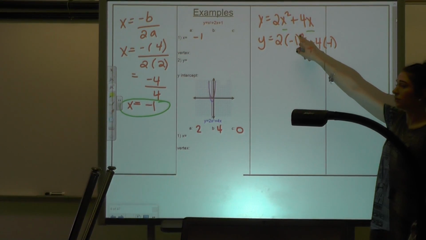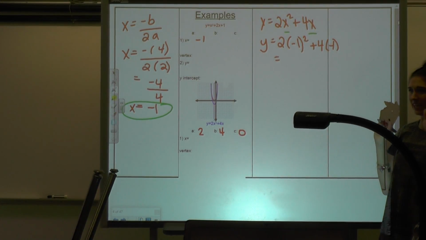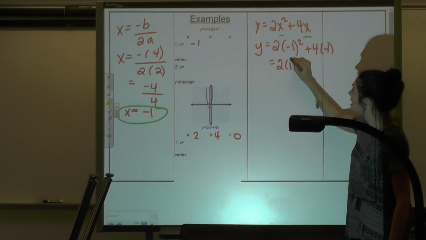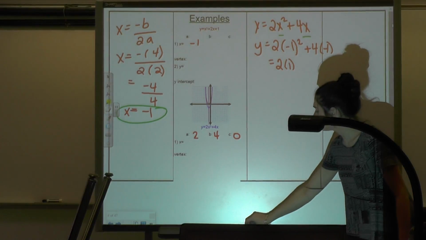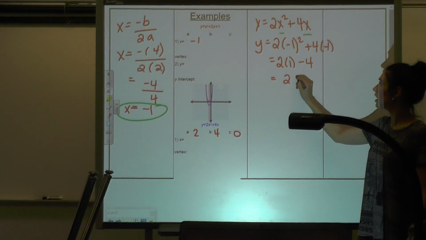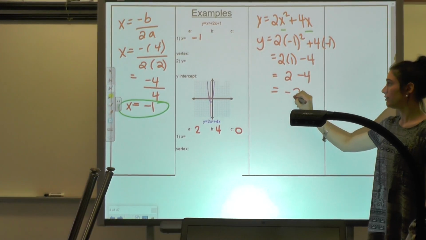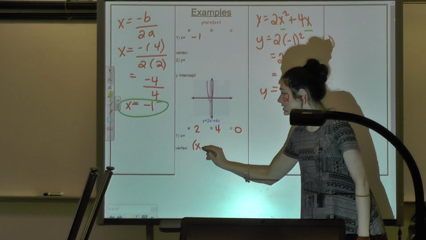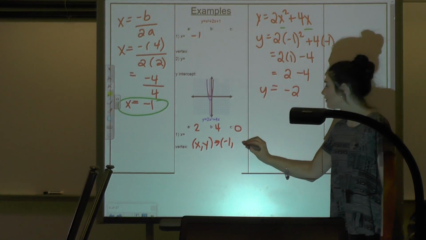What's negative 1 squared? Negative 1 squared is like saying negative 1 times negative 1. So positive 1. So 2 times 1 plus, what's 4 times negative 1? Negative 4. So I'm just going to put minus 4. 2 times 1 is 2 minus 4. 2 minus 4 is negative 2. So that's what your y value is. So your vertex is always x, y. So our x value is negative 1, and our y value is negative 2.